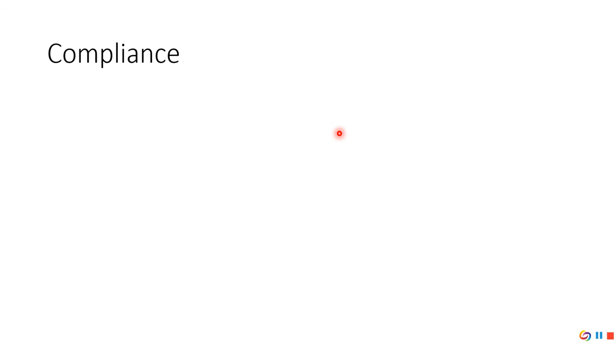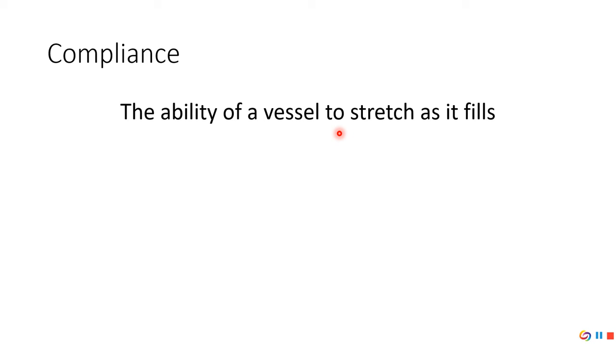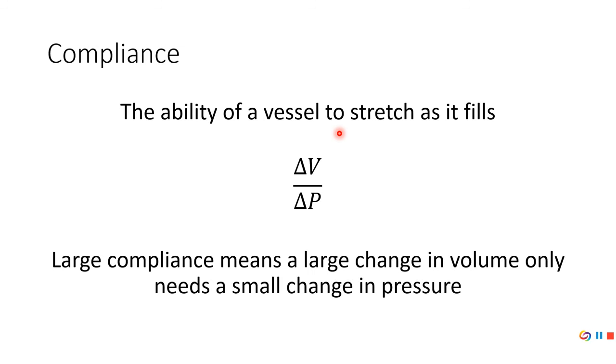Well, compliance is simply put, how easy is it for a vessel, a container, or something to stretch to increase its volume as it fills up? And the formula is delta V, which is change in volume, over delta P, change in pressure. Okay, if something has high compliance, you're going to get a big change in volume for a small change in pressure.